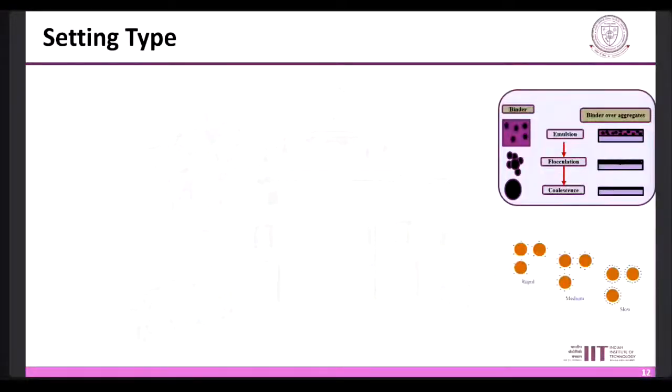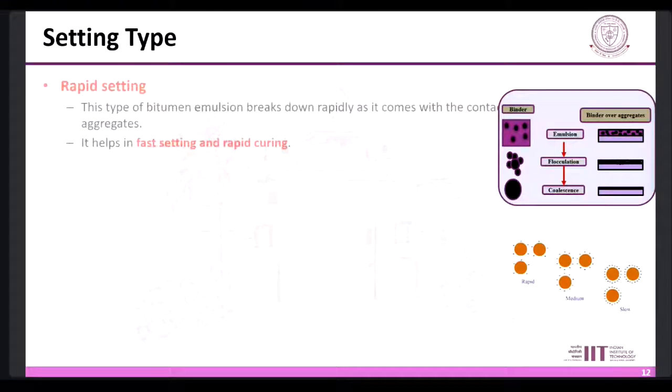The setting type bitumen emulsion includes rapid setting bitumen, which is a type of emulsion that breaks down rapidly as it comes in contact with the aggregates. It basically helps in fast setting as well as fast curing. That is why it is mostly used for road construction or for the surface layer of flexible pavement.